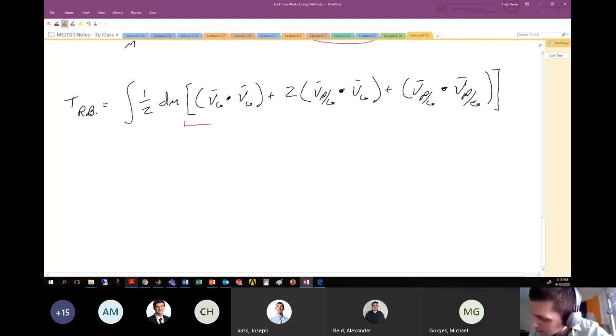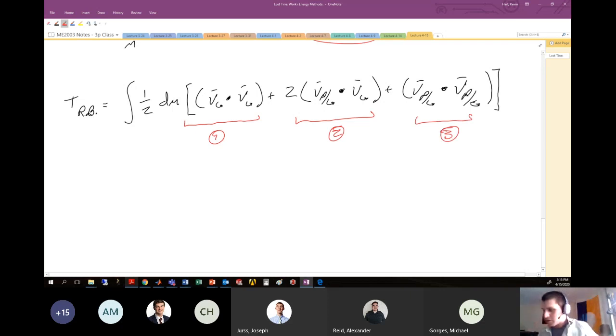So let's label these as term number 1, term number 2, and term number 3. What we're going to do today is work our way through each one of these individual terms, and there's going to be some complicated math and geometric interpretations, but at the end, you'll be left with a physical meaning for each one of these terms that makes sense and that you can wrap your mind around for the kinetic energy of a rigid body. All right, so let us get on with it.